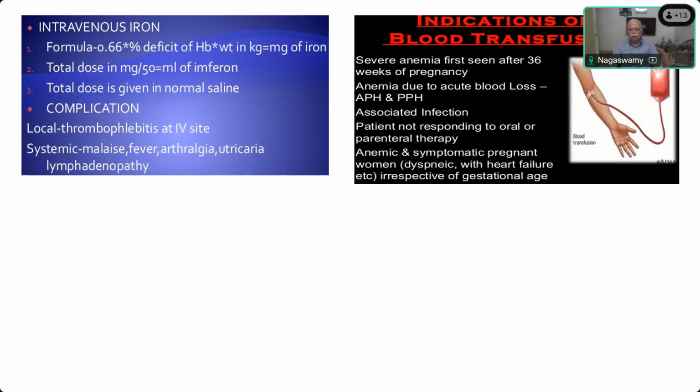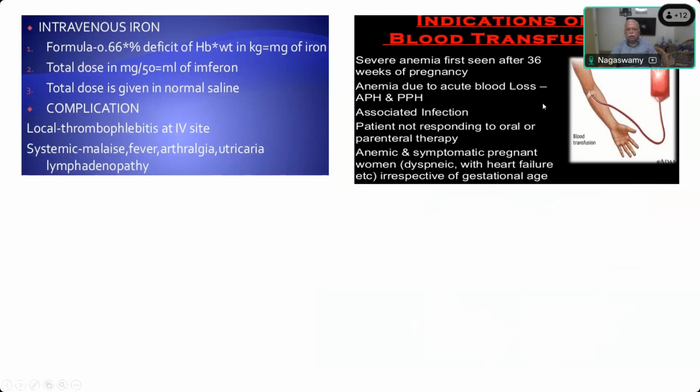Or if you don't have the time to wait to correct the anemia and you require a faster surgery, then you have to resort to blood transfusion. So it should not be a routine. In most of the hospitals now, we find that patients having low hemoglobin are immediately given 2 packs of transfusion the same day. That should not be the way.